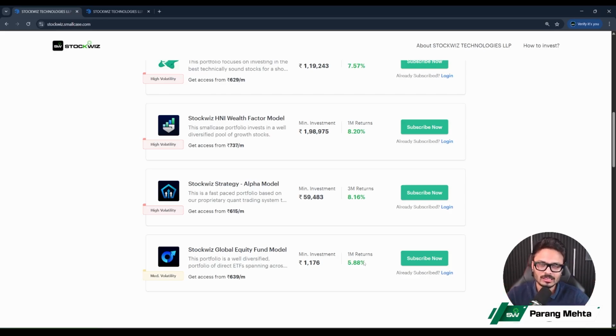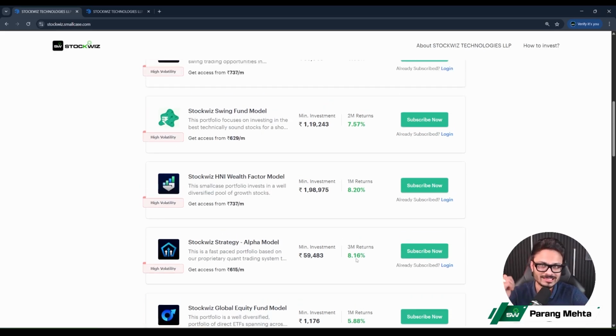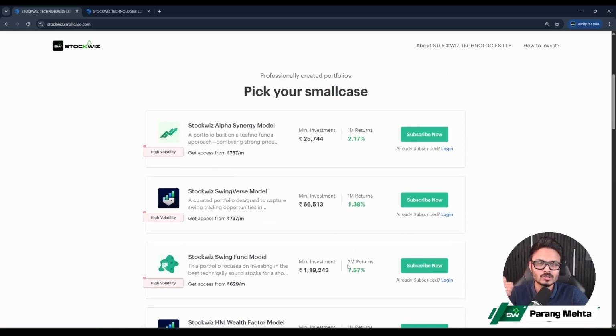Another disclaimer, these returns are based on actual figures, and they do not mean that the smallcase will continue to perform like this. It may perform better, it may perform a little lower based on market conditions. So these investment returns are not guaranteed. Do understand the risks involved.